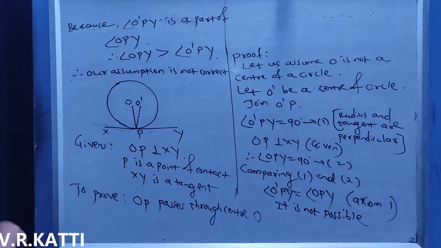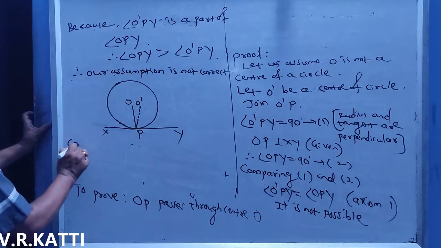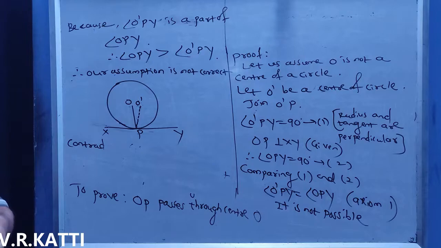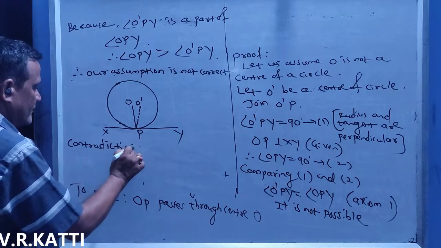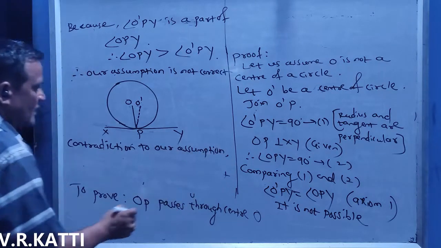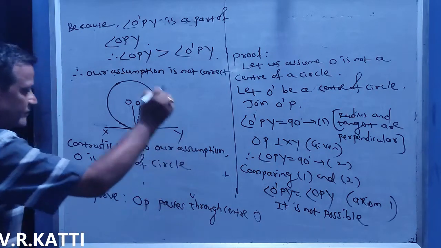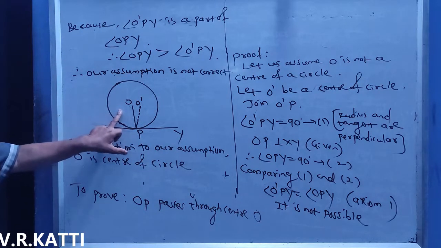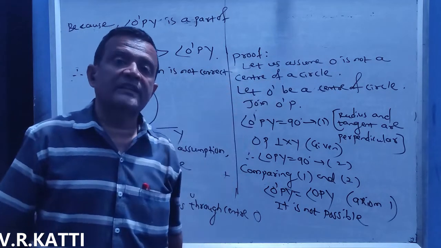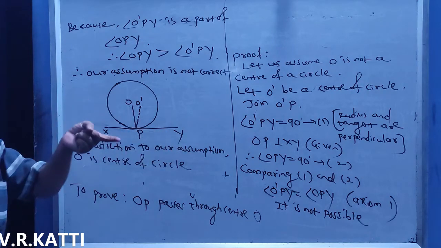Contradiction, that is opposite to our assumption. Actually, O is the center of the circle, but our assumption was that O is not the center of the circle. So our assumption is not correct. Contradiction to our assumption, O is the center of the circle.